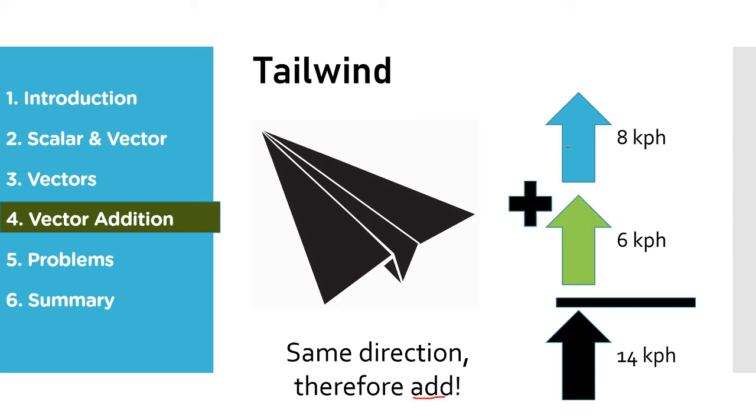So when they're in the same direction, like a paper airplane, it theoretically should go faster if there's a wind blowing behind it. So let's say you throw it at 8 kph and the wind is 6 kph, your plane will fly at 14 kph.